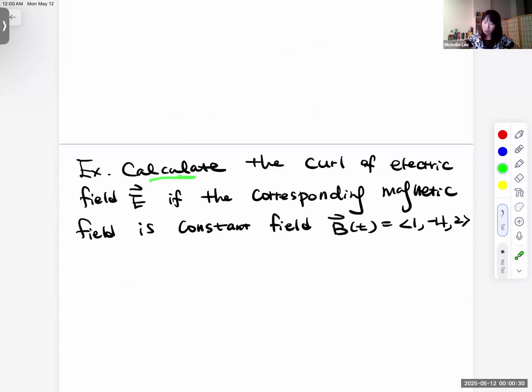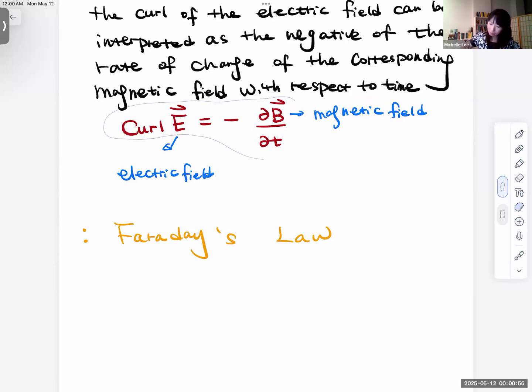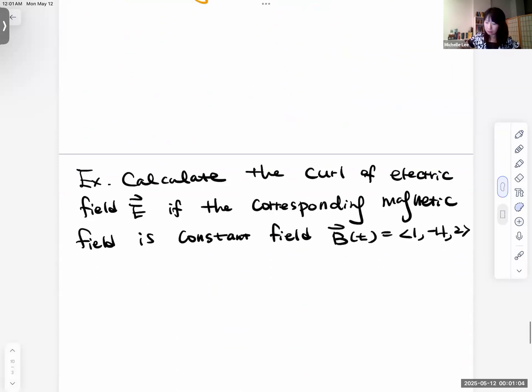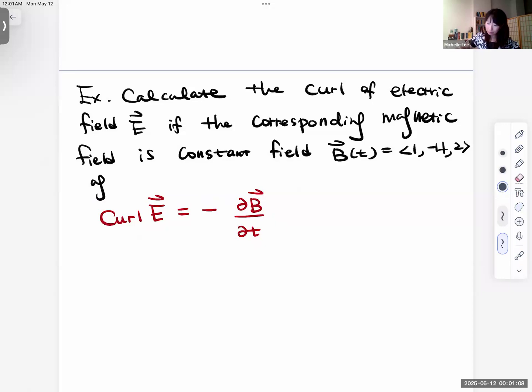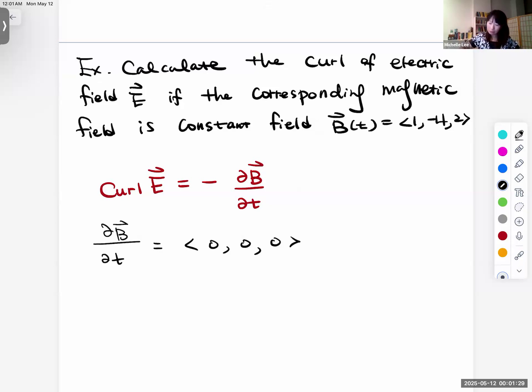We want to calculate the curl of the electric field E. They are using just the first letter E for the electric field, and the corresponding magnetic field is a constant field. The formula says we have the negative of the partial derivative with respect to t, but everything is constant. What do you get then? Yes, we get 0. So for B, the magnetic field, the partial derivative with respect to t gives 0, 0, 0. But the formula says we have a negative.